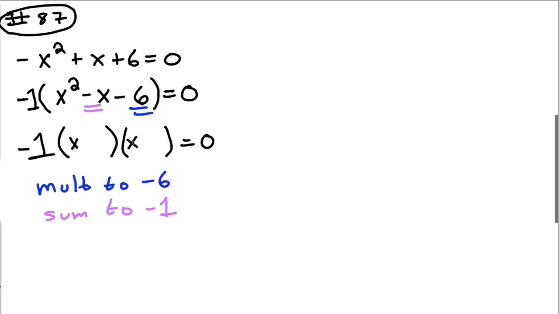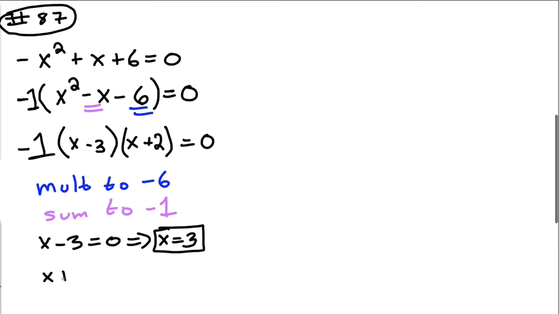And these two are x's. Okay, so what are the two numbers? Well, it would be -3 and +2, because -3 plus 2 is -1, and -3 times 2 is -6. And then we use the zero factor property, so x minus 3 equals 0 implies that x equals 3. And x plus 2 equals 0 implies that x equals -2. And again, I'll let you check to make sure that that works.